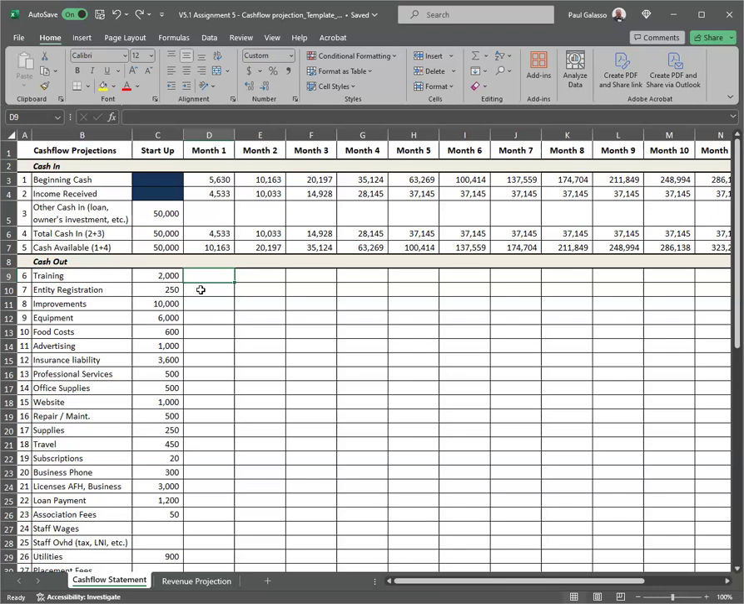We've already done the entity registration, so we won't have to pay for that again in month one. Improvements and equipment costs, we will not have to pay those because those were all done in the startup phase. So now we get to food costs. In our startup phase, we put $600 in food costs here to cover our 3 days of food and water for emergency, and then things like spices and any of the stuff that you may need in order to first stock your home for just generalized food supplies.